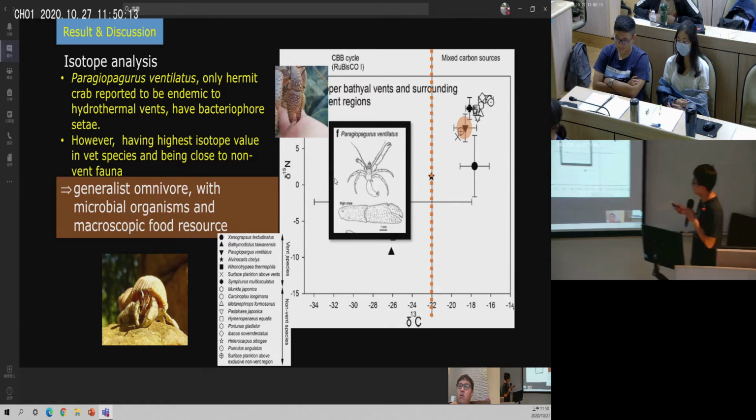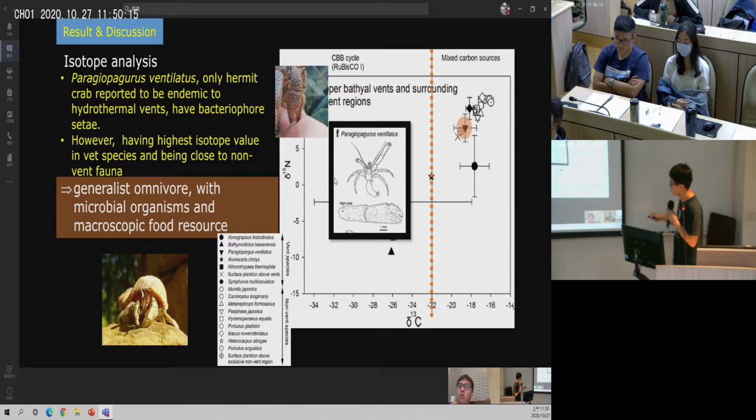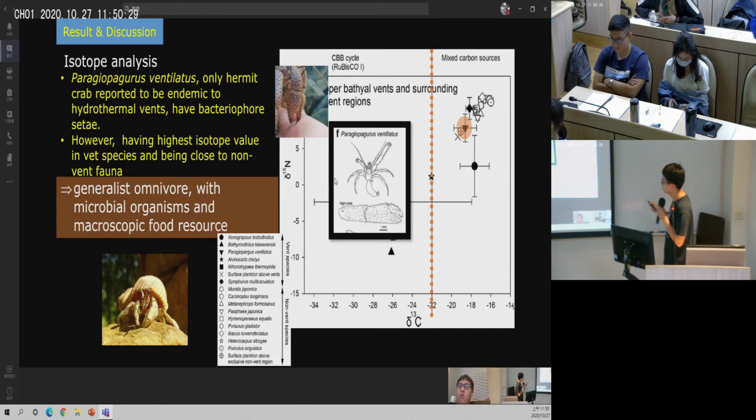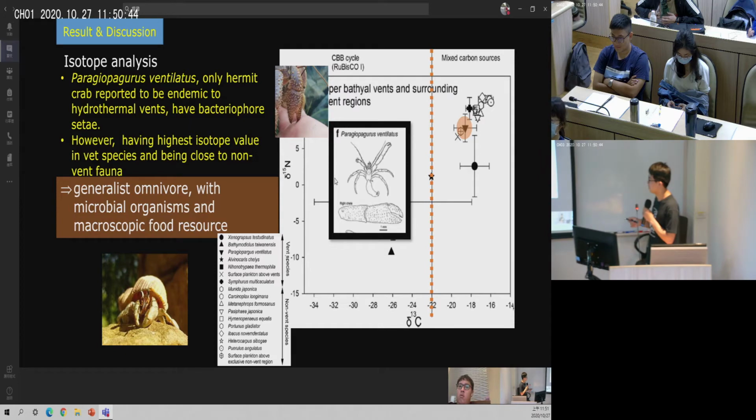Another one is the hermit crab. This hermit crab has setae, and there might be some bacteria on it. Another thing is that they have the highest value of carbon and nitrogen, close to this non-vent fauna. So we also say it is a generalist omnivore and has a lot of food resources.